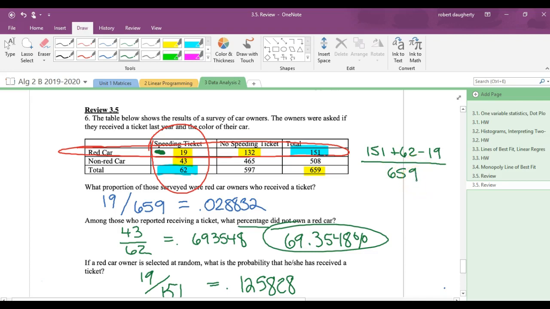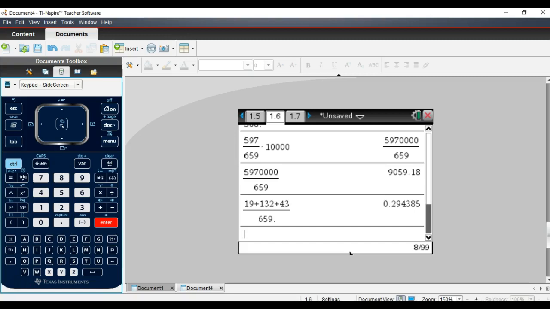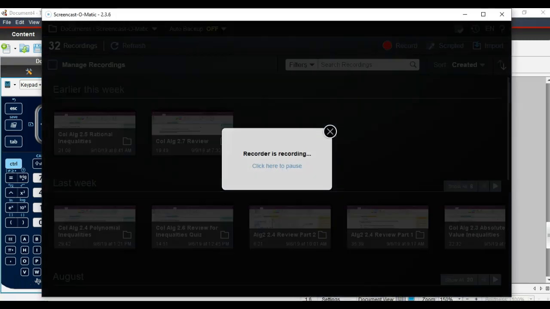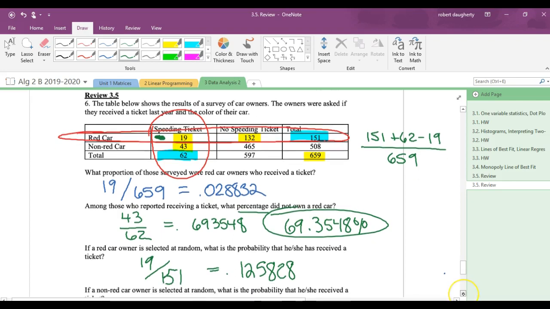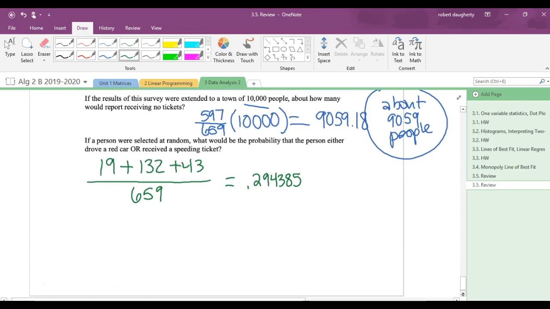So let's just try that in our calculator. 151 plus 62 minus 19, and all of that divided by 659, and it should get the same number, 0.249385. Okay. And that should be it for this question. And there we are. That's it for the review.